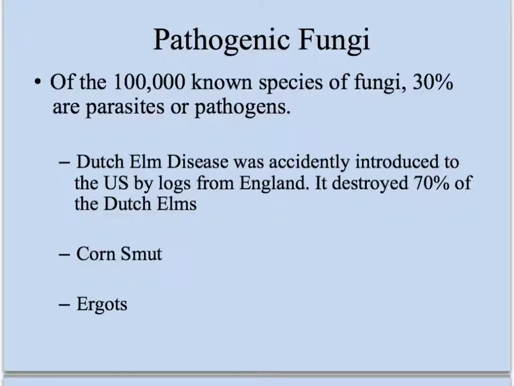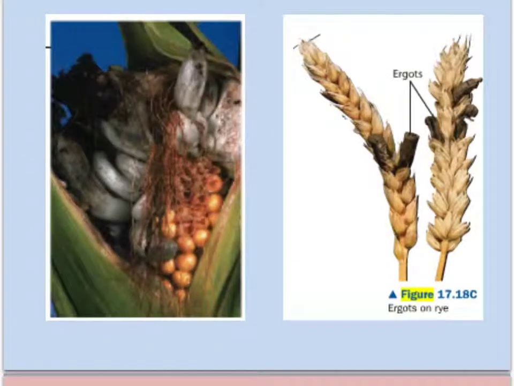Dutch elm disease was a disease for the Dutch elms in England, and then they accidentally sent us some logs that were infected, and it destroyed 70% of our Dutch elms. It was very, very sad. You can also have corn smut and ergots. These affect crops usually, and I have pictures on the next slide.